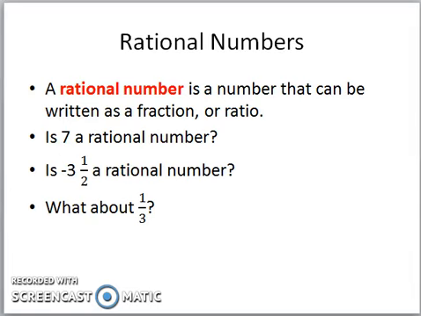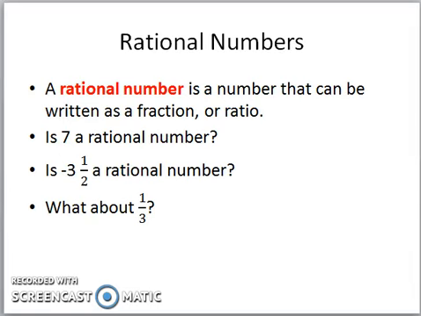So what is a rational number? A rational number is a number that can be written as a fraction or a ratio. So a fraction is a ratio, just written with a fraction bar. So the first question says, is 7 a rational number? So we think, well, can 7 be written as a fraction? Yes, we could think about that as 7 over 1.